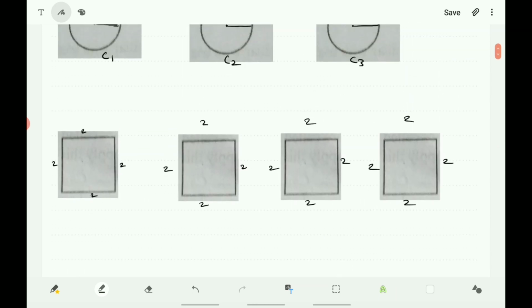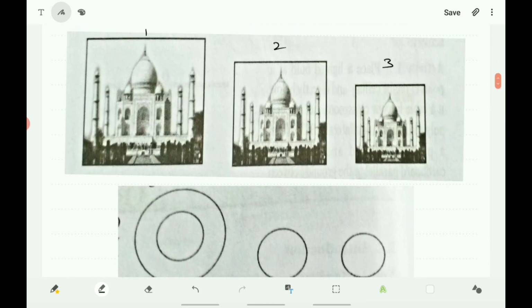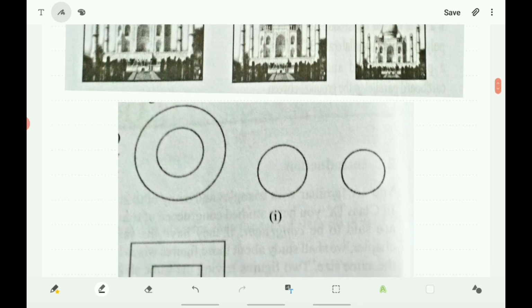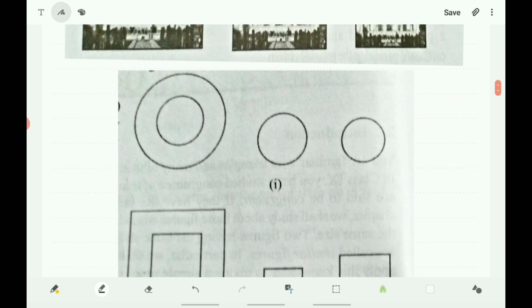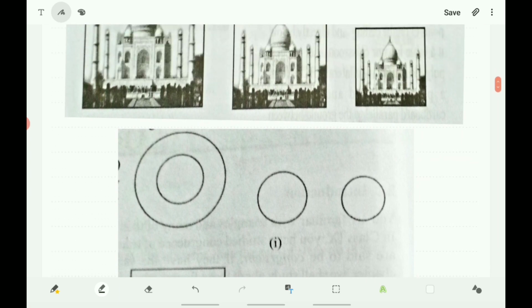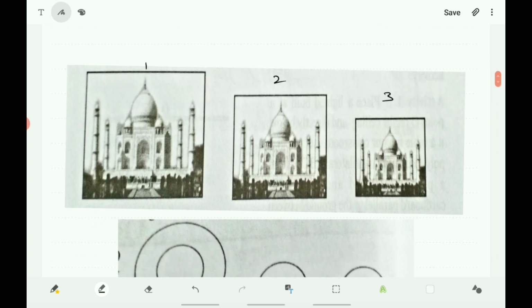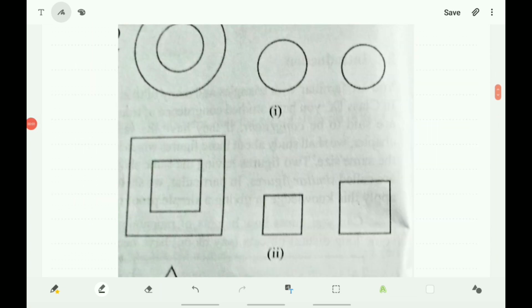All congruent figures are similar figures, but similar figures may not be congruent. Not necessarily are they congruent, but congruent figures are always similar. We can say that all congruent figures are similar, but similar figures need not be congruent.